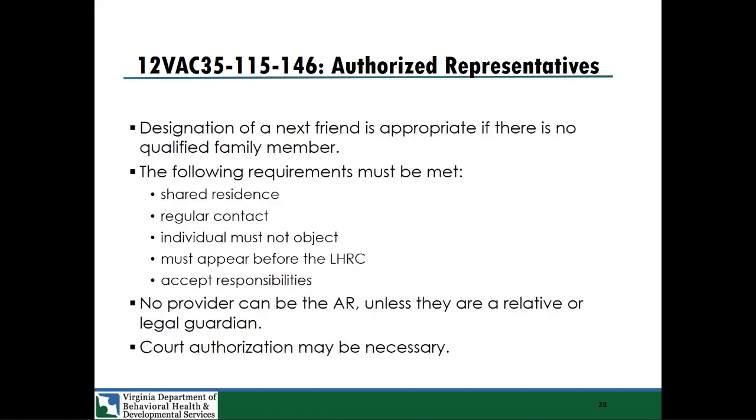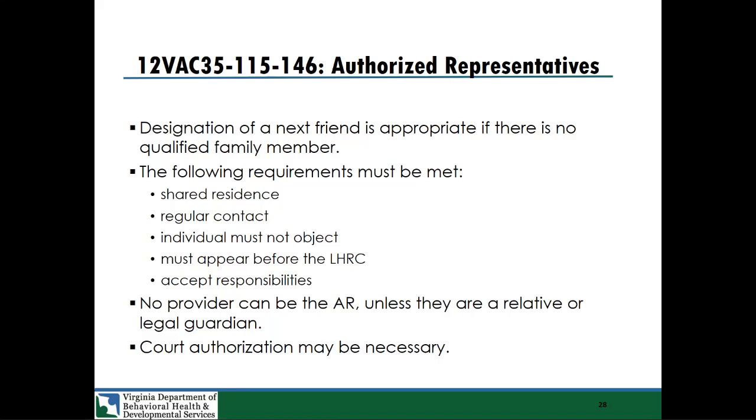Should there be no appropriate or qualified family member, the provider may seek to designate a next friend to serve as the AR. This is a person who has shared a residence with the individual or had regular contact with the individual in which significant support was provided. The regulations further stipulate that the next friend must have met these requirements for a 6-month period within 2 years of the designation. Furthermore, the LHRC must review the designation.